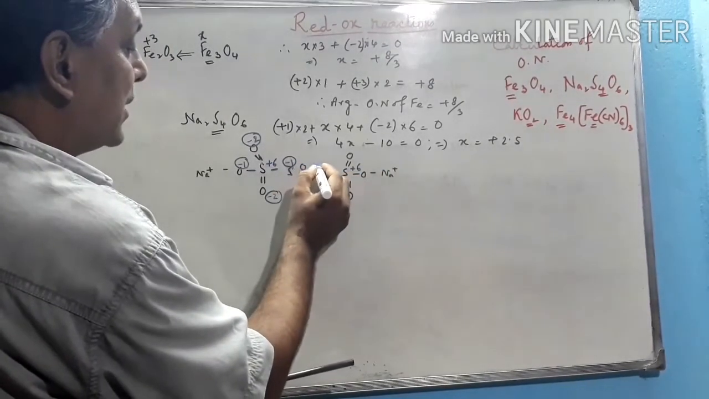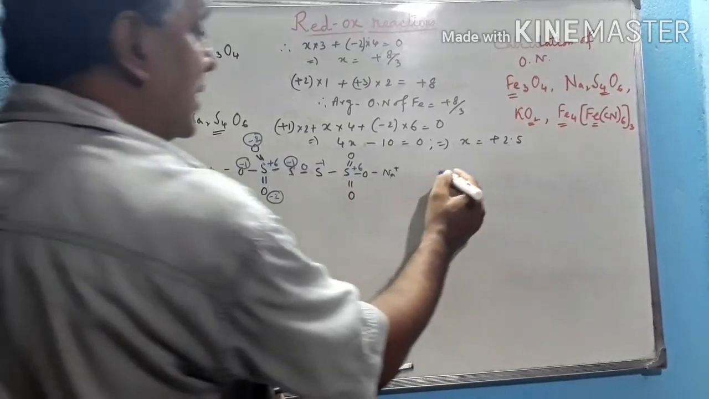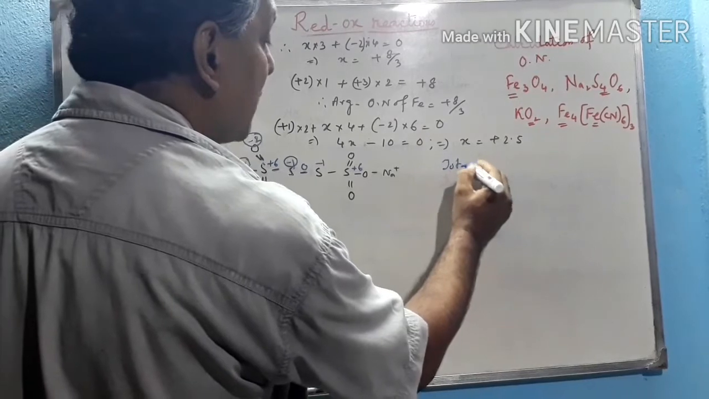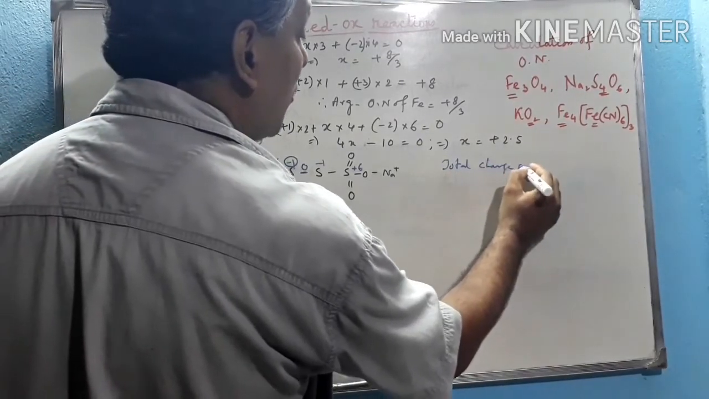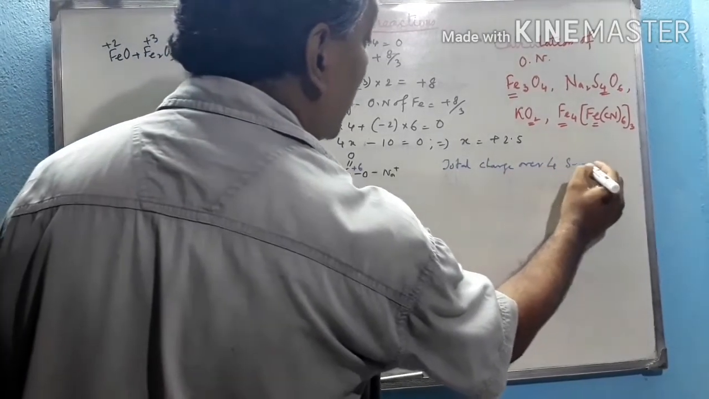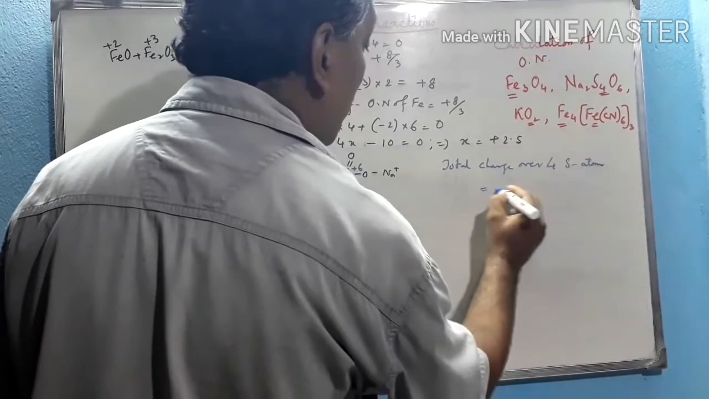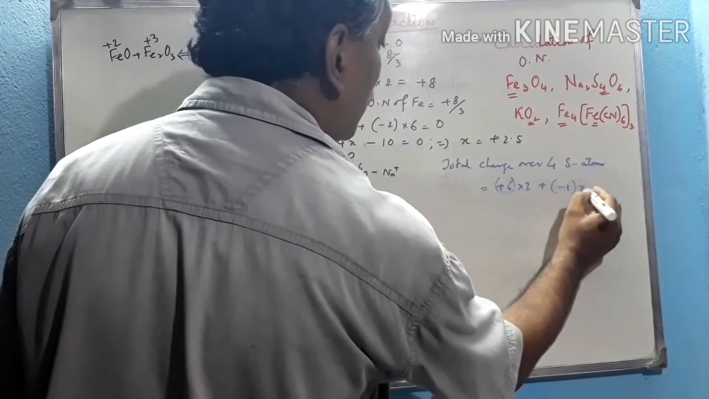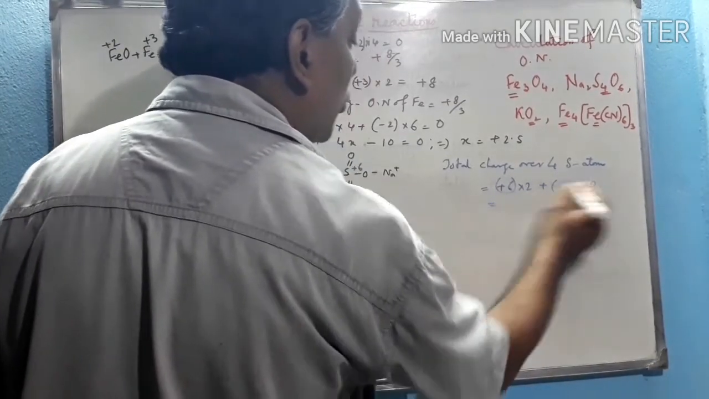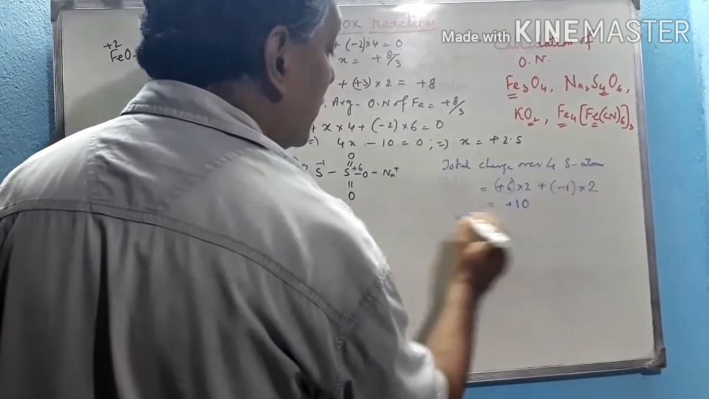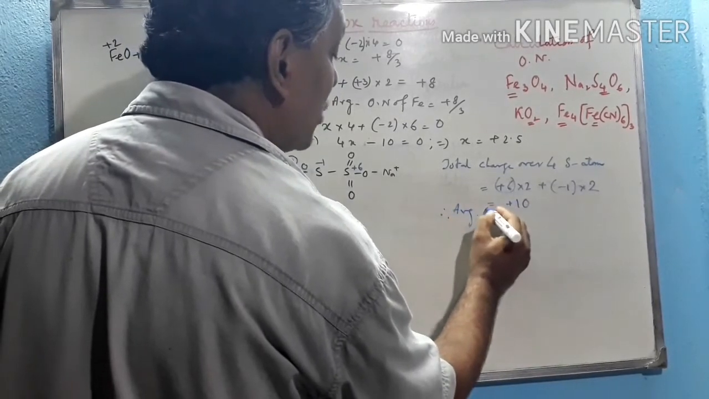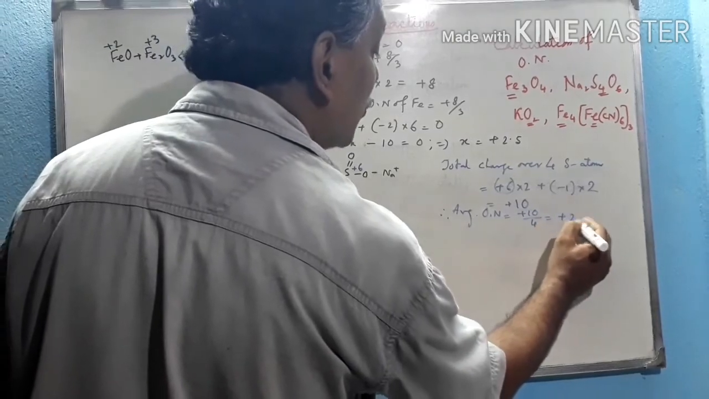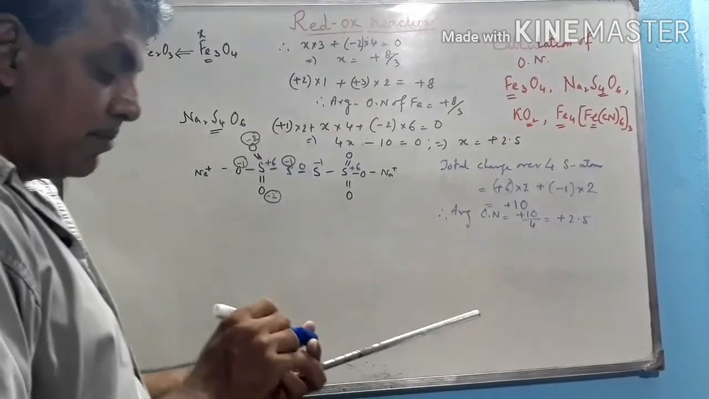This -1, this is also -1. So total charge over 4 sulfur atoms equal to +6 into 2 plus -1 into 2. Therefore 12 minus 2 means 10. So average oxidation number is +10 by 4, that means +2.5. This is the average oxidation number.